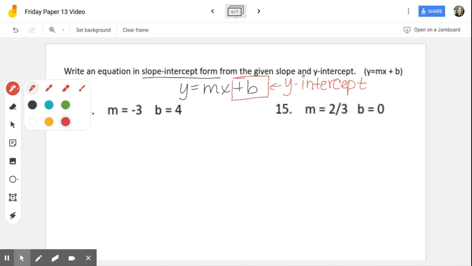The sign in front of that can be a positive or a negative depending on where it crosses on that y-axis. So sometimes we like to say plus or minus b. That's probably a little more accurate. Now the m in this form is my slope. That's what we've been talking about.